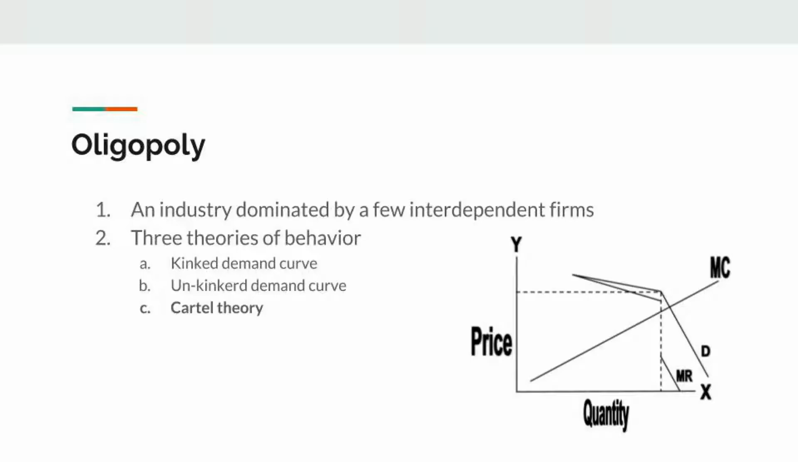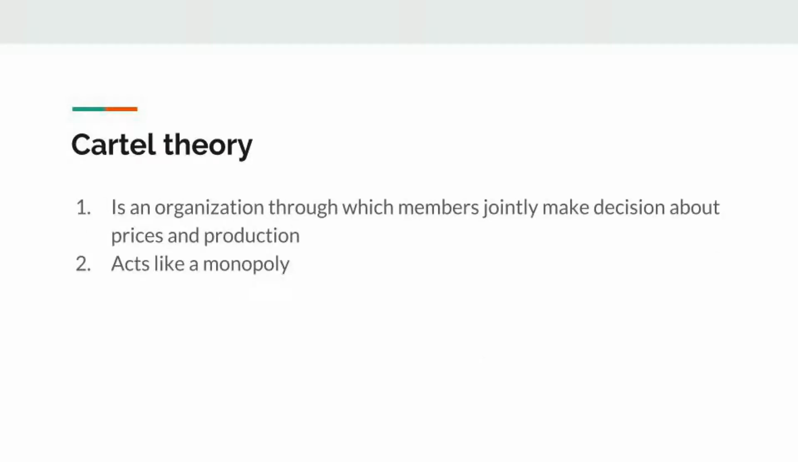The third and final theory is the cartel theory. This theory says that organizations in an oligopoly will jointly make decisions about production and monopoly, which could greatly increase the industry profits. The main problem is that it can be difficult to maintain because of two reasons: A, non-cartel competition, and B, the tendency of cartel members to cheat on the agreement.